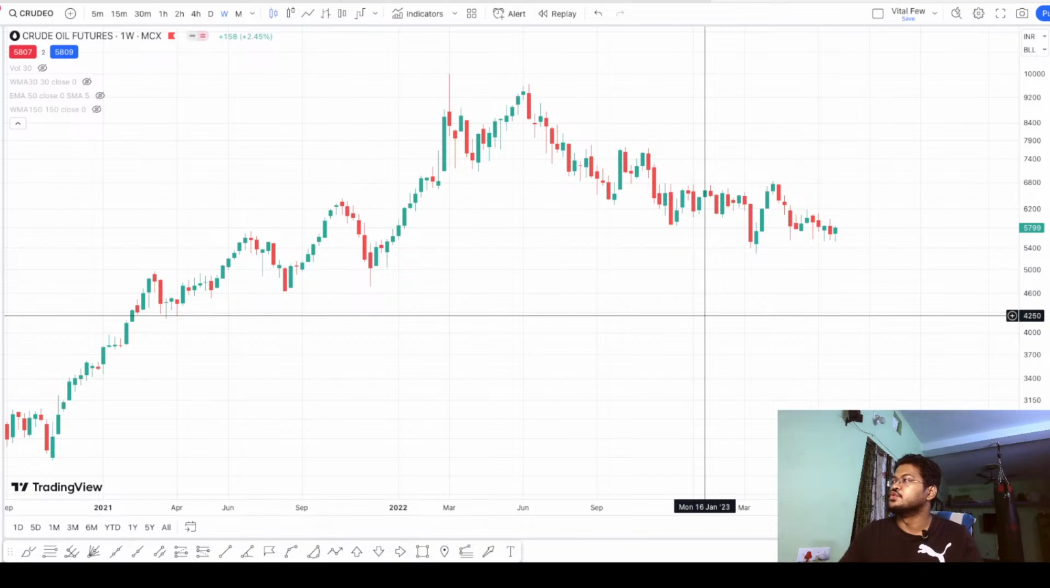So this is crude oil. Today we are going to analyze a crude oil trading strategy. It is not actually a crude oil trading strategy. It is just a trading strategy that we are going to apply on crude oil and test its efficiency.